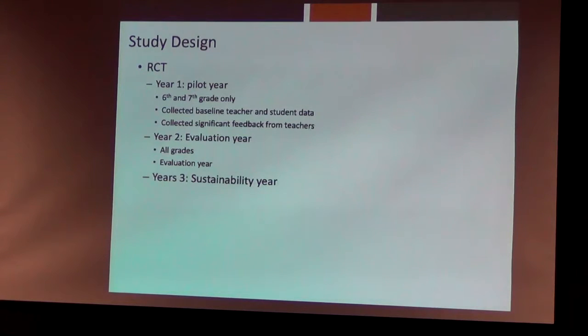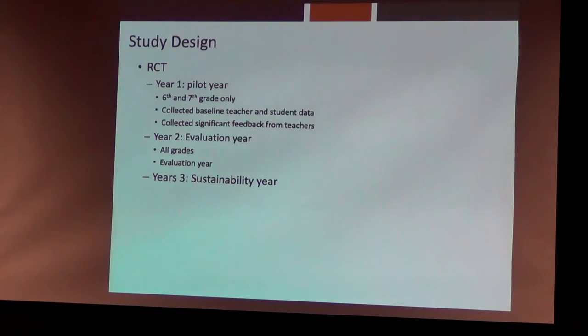So the study design in the randomized controlled trial: year one was a pilot year, and we were only in 6th and 7th grade, right? We wanted to collect baseline teacher and student data. We collected feedback from teachers, and it was just too much, even for the schools, to roll out to all the middle school math teachers in one year, right? So the districts even pushed back on that. And then year two was our evaluation year, where we rolled out our 8th grade materials, and that was the year that we did the formal data collection and analysis. And year three was our sustainability year, to try to ramp up the use, especially in the schools that did not have access to our materials, or were held from access to our materials, for the first two years.